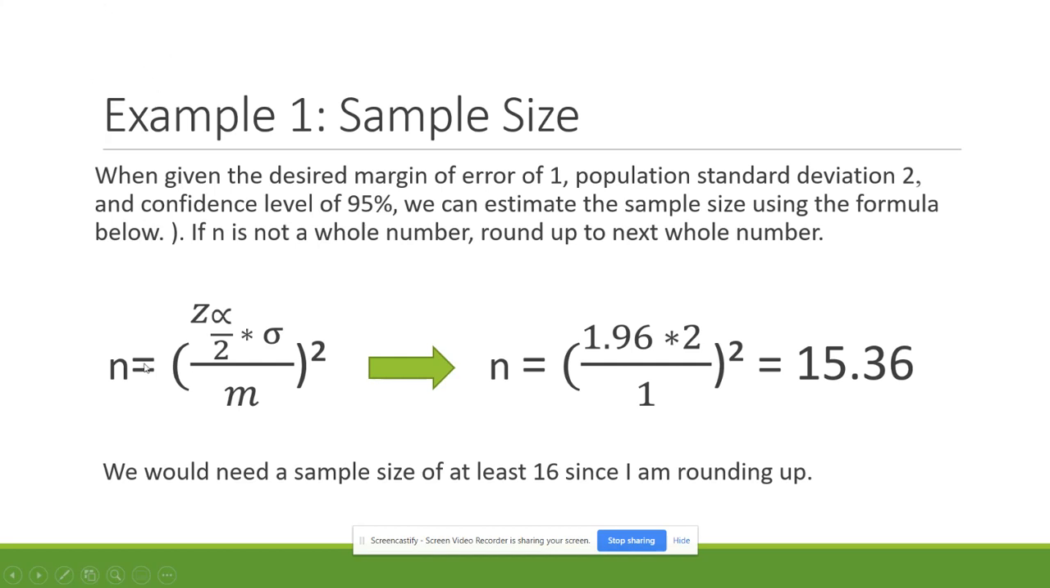So again, I have the formula here. And all I've done is I've just plugged stuff in. So n equals 1.96. Miss Pace, where'd you get that 1.96? I got that from the table that was on the previous slide. So I looked it up because it was a 95% level of confidence, and I got 1.96 times 2, which was the population standard deviation, divided by 1, which was the desired margin of error. And then I square that and I get 15.36. So again, because that's a decimal, I'm going to round up to 16. So for this analysis, I need at least a sample size of 16.